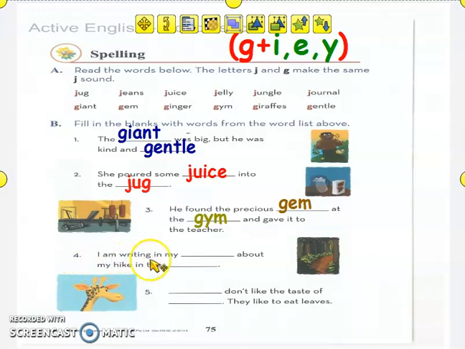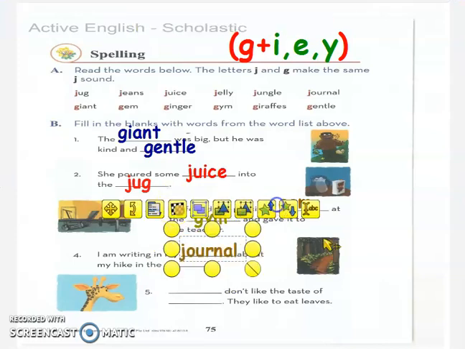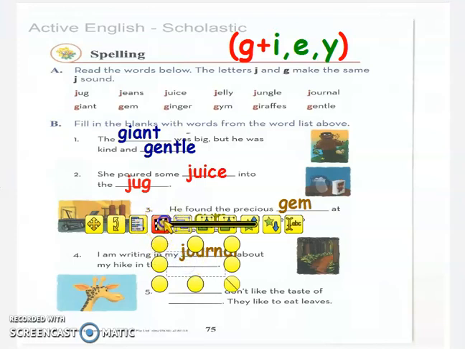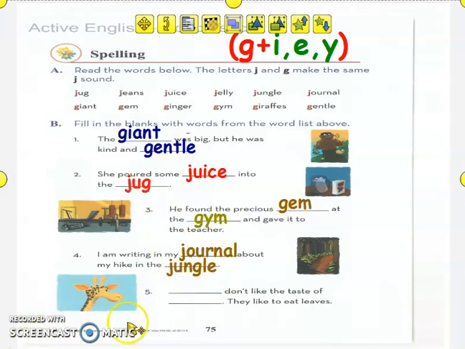I am writing in my blank about my hike in the blank. I am writing in my journal about my hike in the jungle. Excellent. Jungle. The last one, number 5. Blank don't like the taste of blank. They like to eat leaves. Number 5. What can you see in the picture?